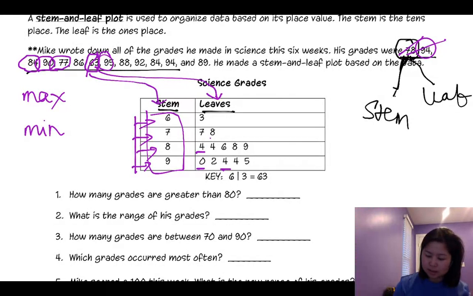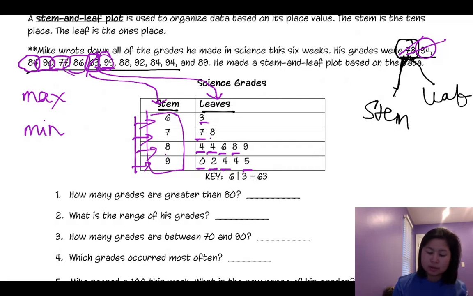77 is a 7. That's a 7. 86, the 8 I don't have to write again, but I'm just going to write out the 6. The 63 we already did. 95, same thing, the 9 and then the 5, right? 88, the 8 is right here, so I'm just going to write down the 8. 92, just write out the 2.